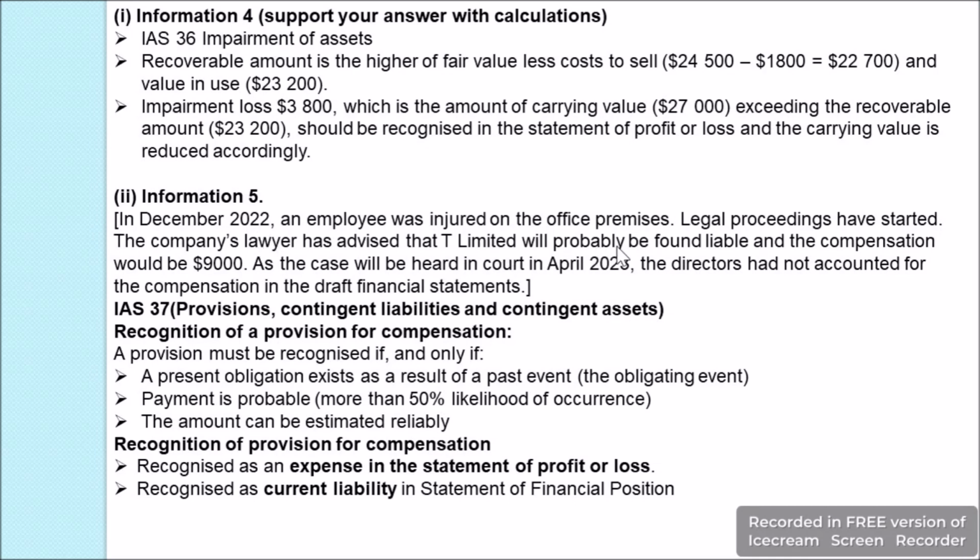and here it is mentioned that the lawyer of the company has said it will be probable that they have to pay the compensation, and hence it is considered that it has more than 50% chance because the court case has already started, and even the lawyer has advised that they have to pay because they may lose the case, and then the amount should be estimated reliably. Here we have a reliable estimation of the amount of $9,000. So based on this we will make a provision for the lawsuit which is pending, that is a provision of $9,000. And how do we recognize this? This will be recognized as an expense in the profit and loss statement, and it is also recognized as a current liability as it has to be paid within a year in our statement of financial position.